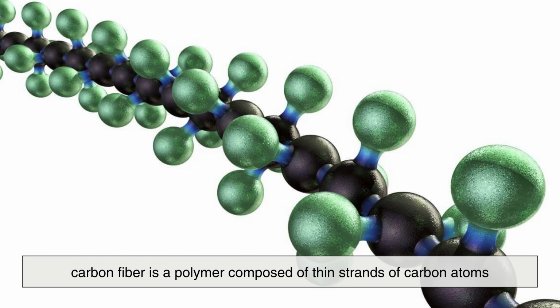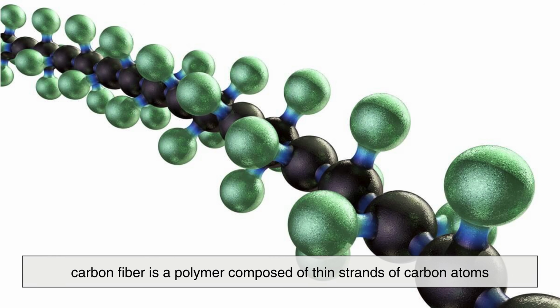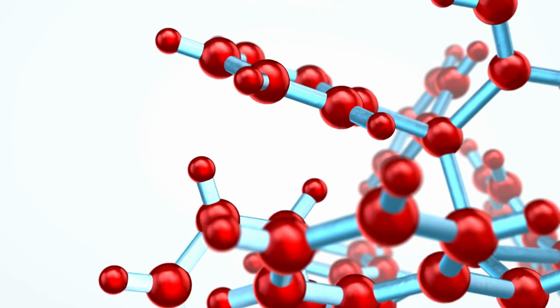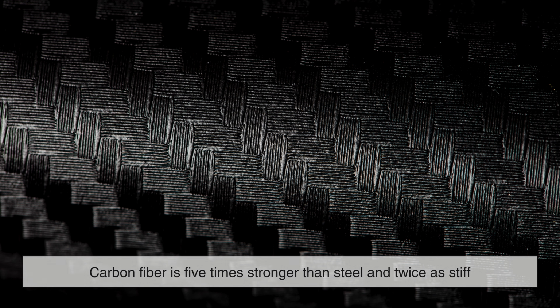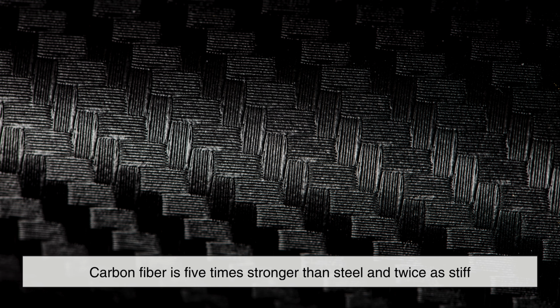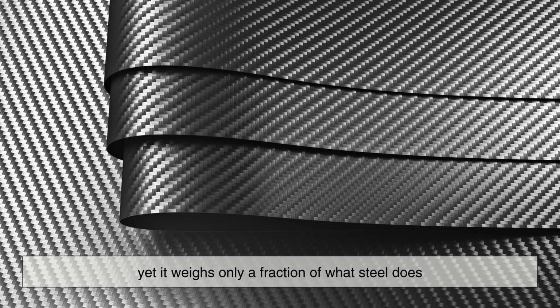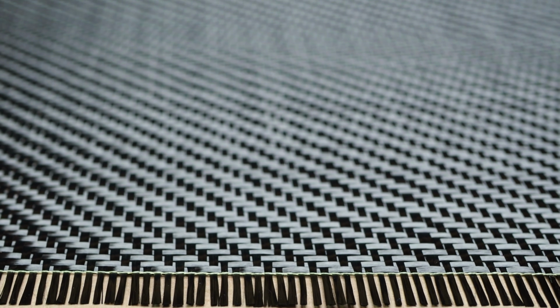To start, what is carbon fiber? At its core, carbon fiber is a polymer composed of thin strands of carbon atoms. These atoms are bonded together in a crystalline formation, creating a material that is both lightweight and incredibly strong. To give you an idea of its strength, carbon fiber is 5 times stronger than steel and twice as stiff, yet it weighs only a fraction of what steel does. This combination of properties makes it ideal for applications where weight reduction and high strength are critical.